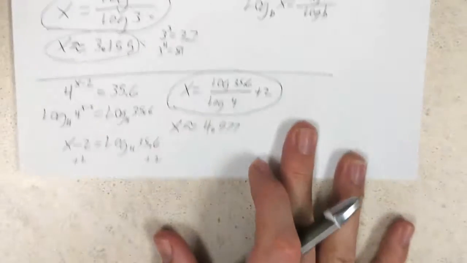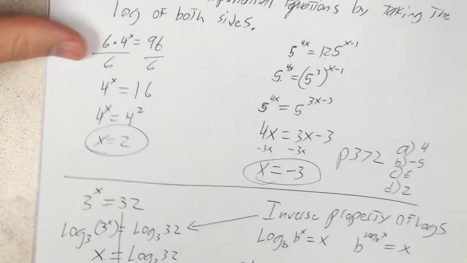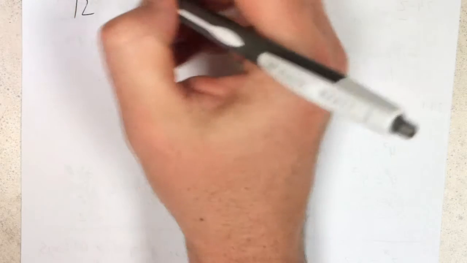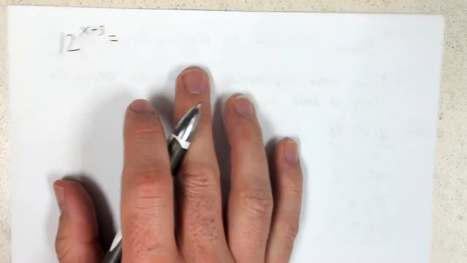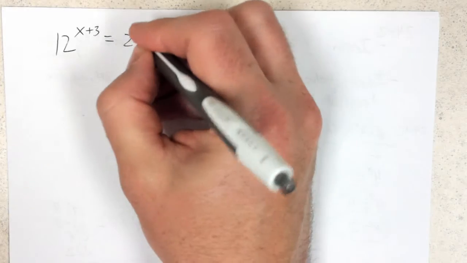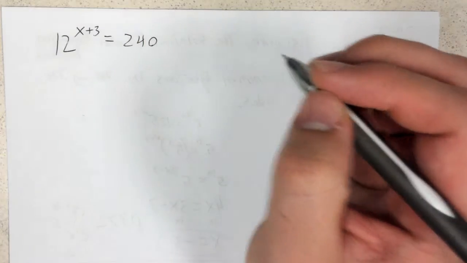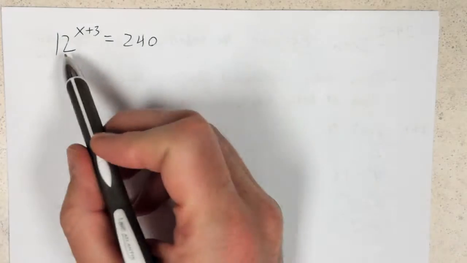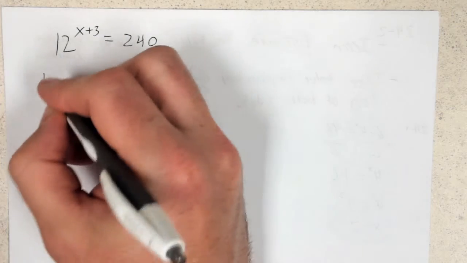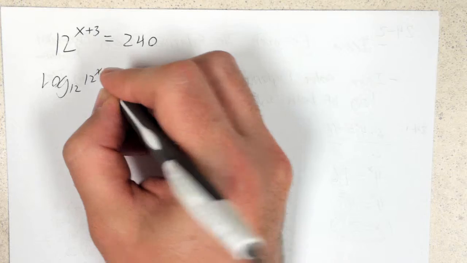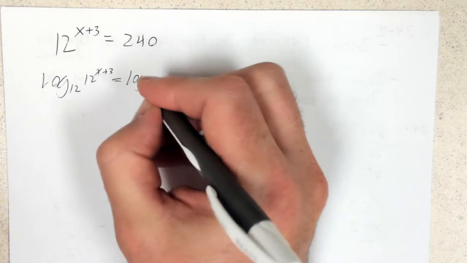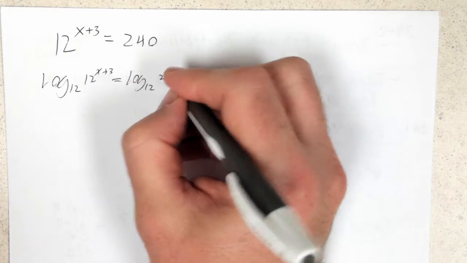Alright, let's try the next one. 12 to the power of x plus 3 is equal to 240. Alright, we want to go through and take the log. So log base 12 of 12 to the x plus 3 equals log base 12 of 240.